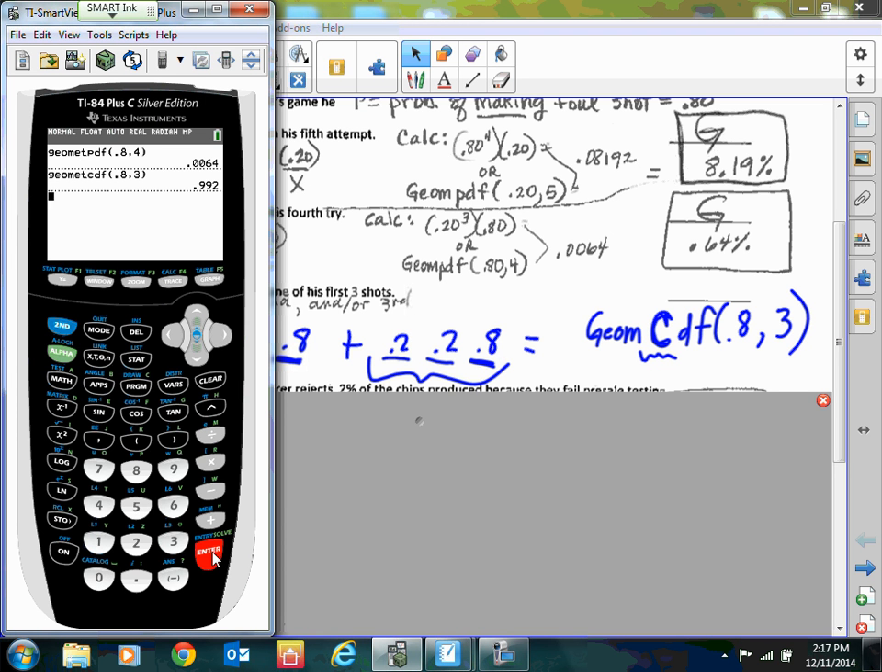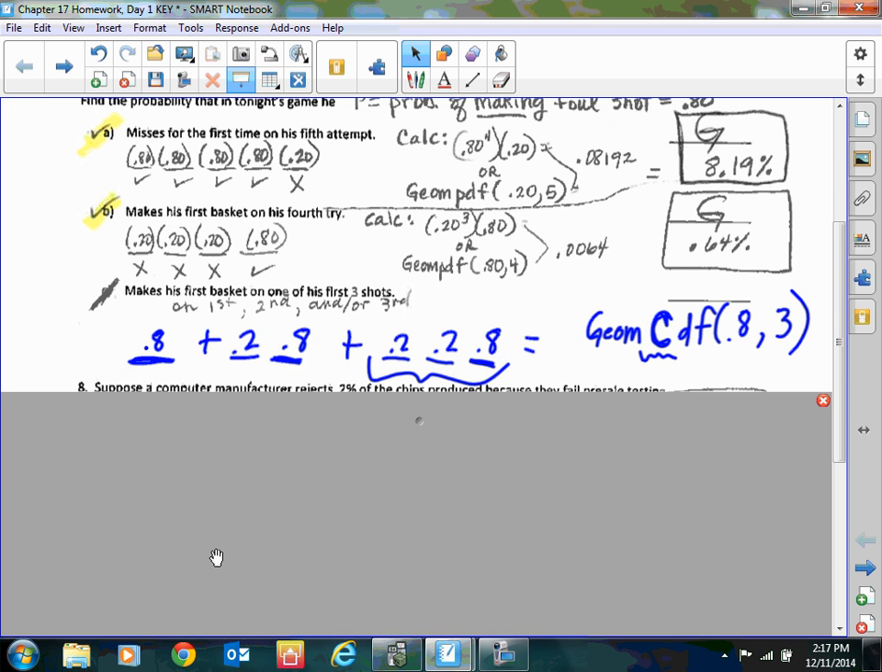And also, you can think of this as he's also going to make at least 1 shot. That's another way of thinking of this problem. We're going to expand upon that later. But making at least 1 shot, because if he makes it in the 1st, he could also make it in the 2nd and 3rd. I don't care. I'm just defining that he made it in the 1st. He makes it in the 2nd. He could have also made it in the 3rd. I'm not telling you. It's just defining. So he makes it at least once. All right. So 0.992, so 99.2% chance that he makes his first basket on one of his first 3 shots.